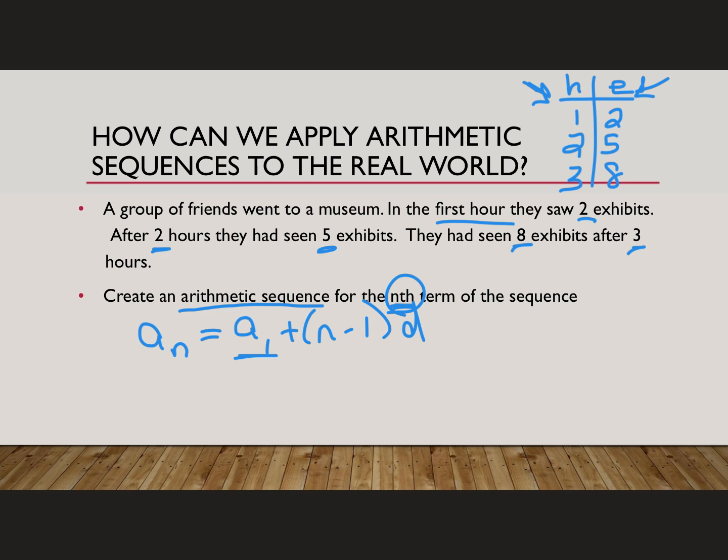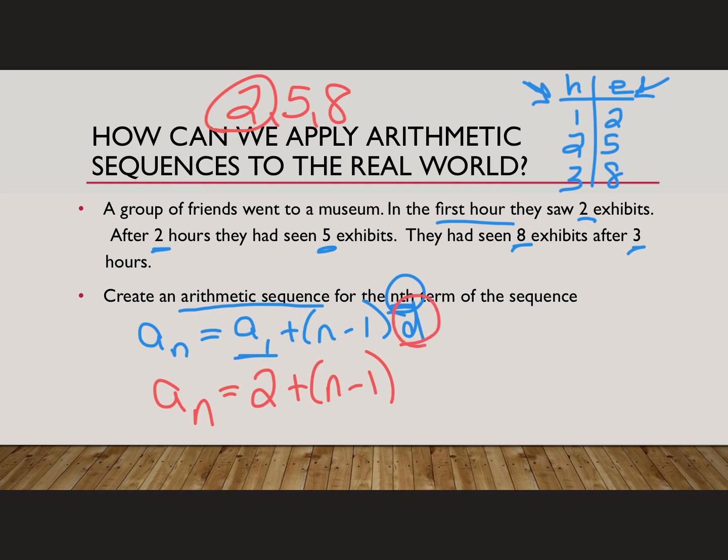So if I write this as an arithmetic sequence, the sequence is 2, 5, 8. So that means 2 is my first term. So, a sub n equals 2 plus n minus 1.